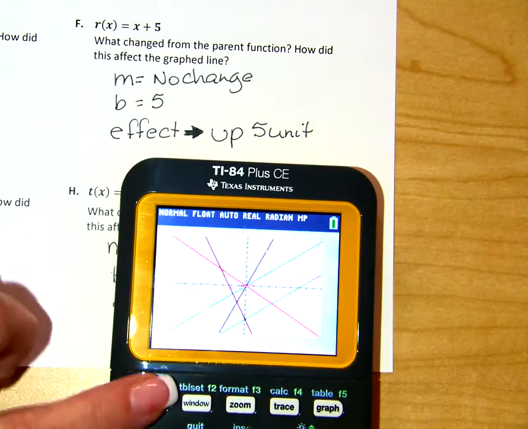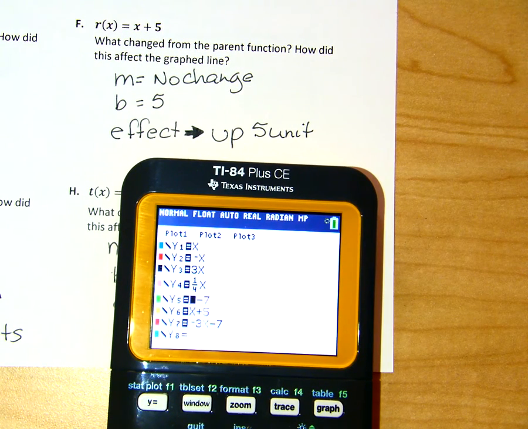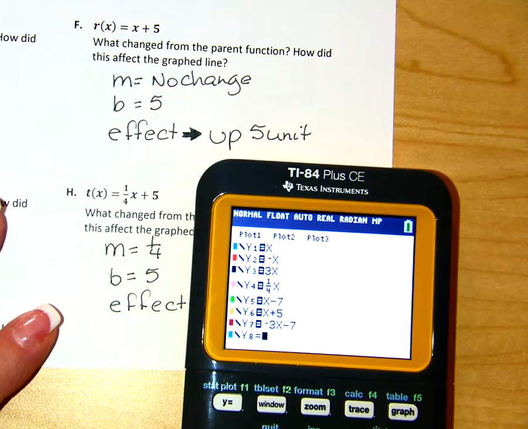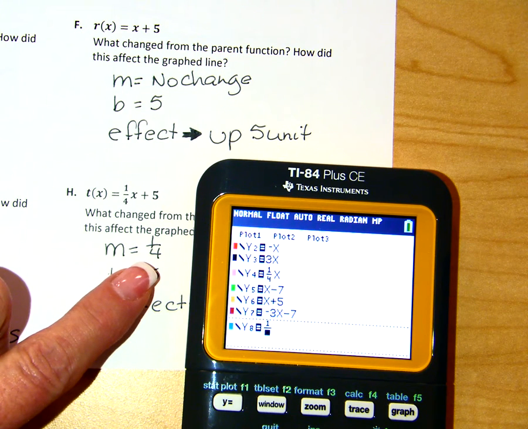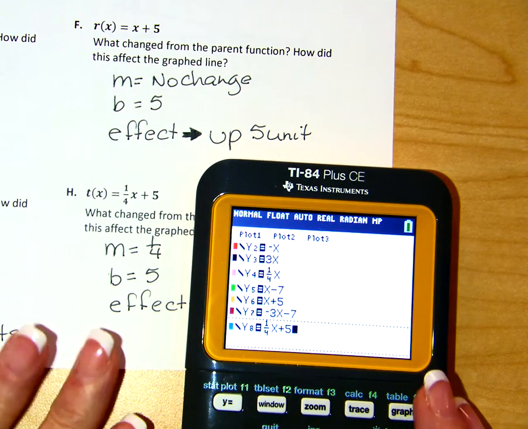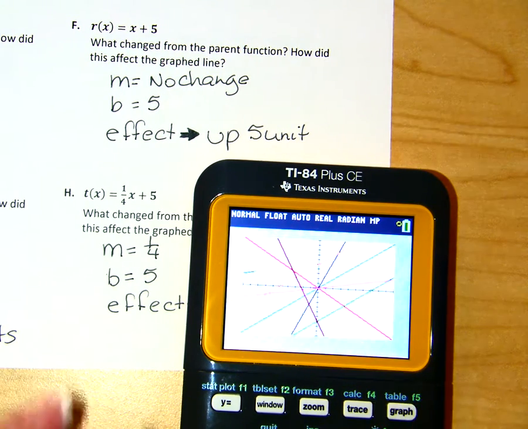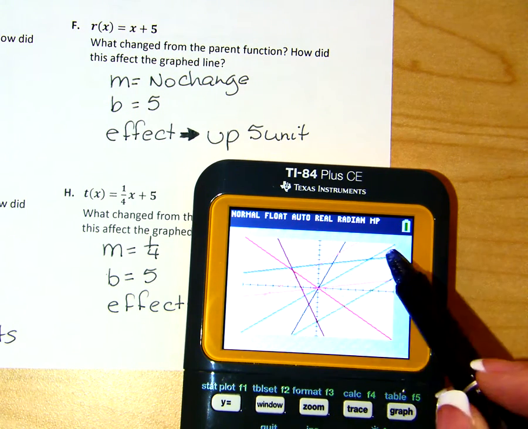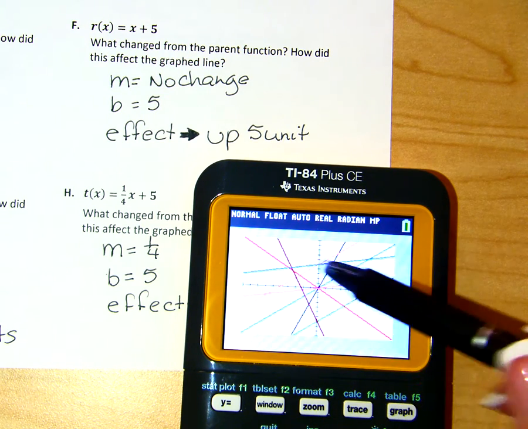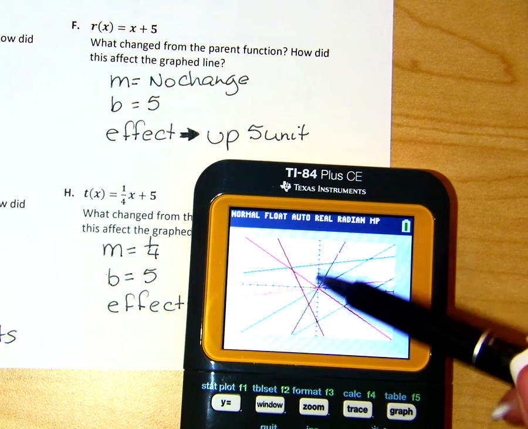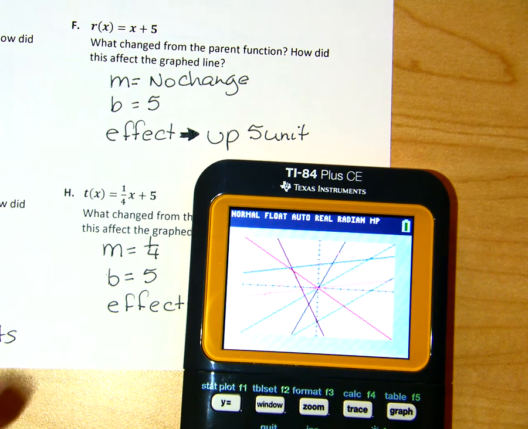So let's graph that. Our last graph here. This is going to be a little tricky because it looks like it's using the same color as the first graph. Okay, so here we go. Here's our original graph. So notice that this second graph here is less steep, it's flatter than the original, and it has been moved up 5 units.